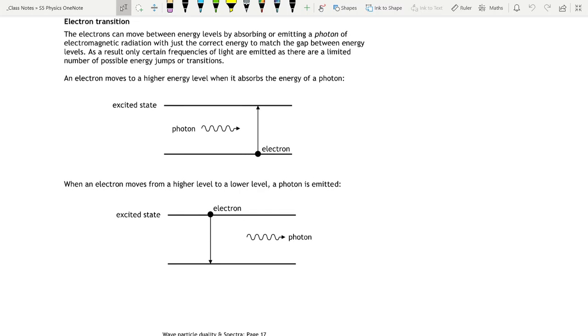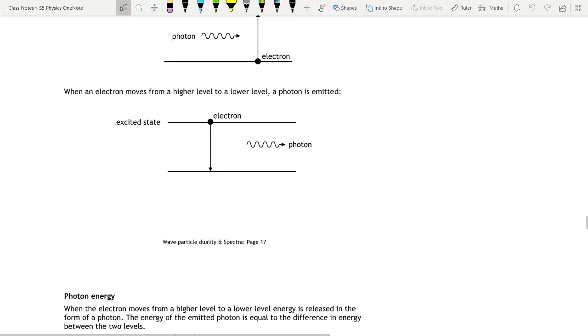So there are two things that can happen. You can have an electron that moves up to a higher energy level, a more excited state, with more energy. But we know that electrons prefer to stay as low energy as they can, so for them to get the energy to jump up, they absorb a photon, a little packet of light, and then they have enough energy to jump up to the next level.